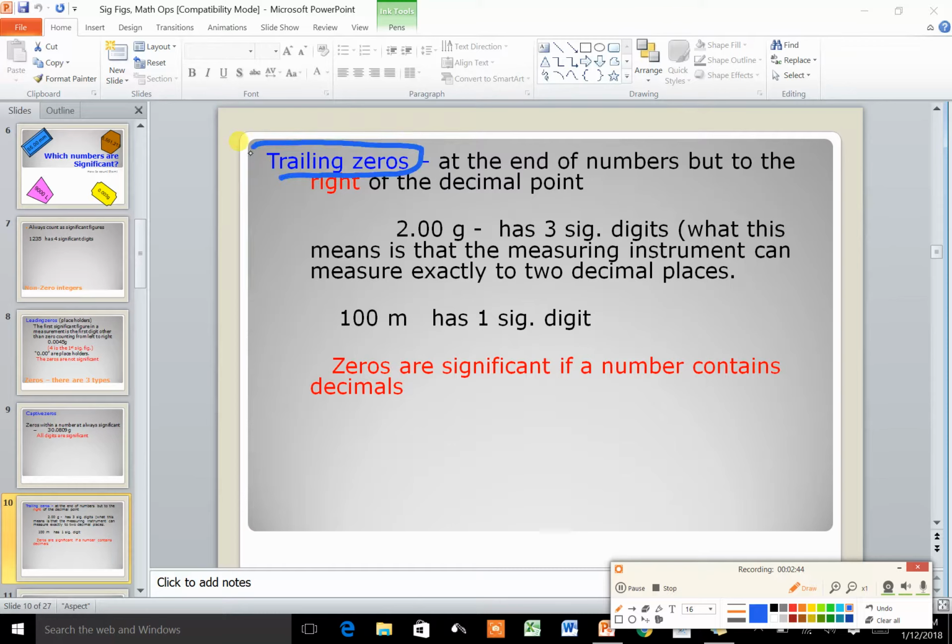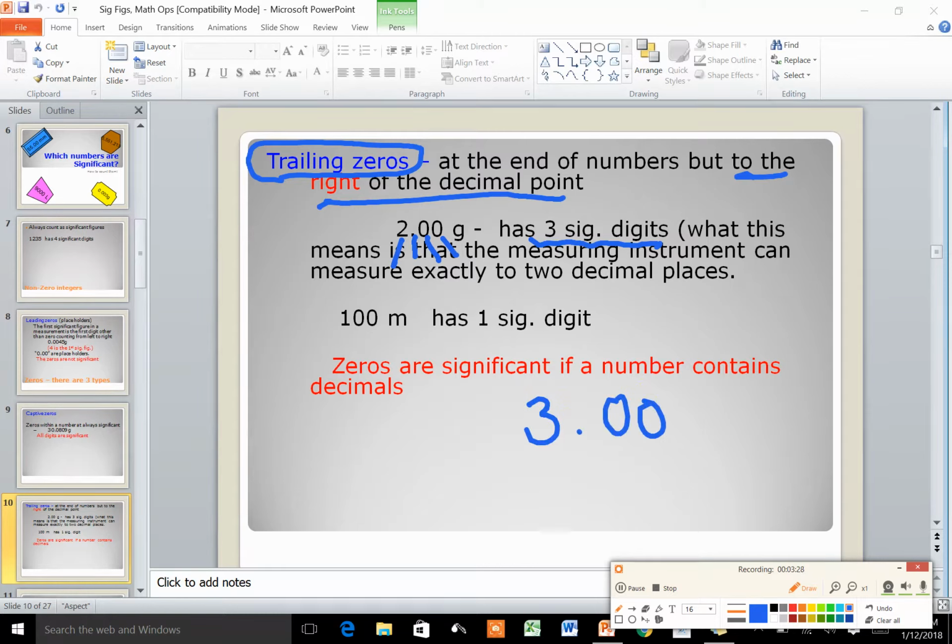Trailing zeros. What are the trailing zeros? The zeros at the end of numbers, but to the right of the decimal point. This is the decimal point, right? This is the decimal point. So the zeros to the right at the end of the number, but to the right of the decimal point, are counted. So this one has 2 more significant figures, and here 1, so a total of 3 significant figures.